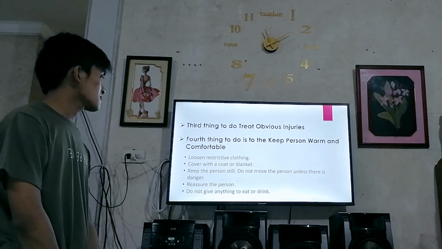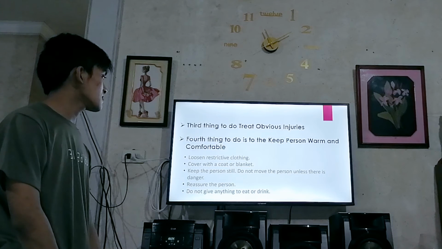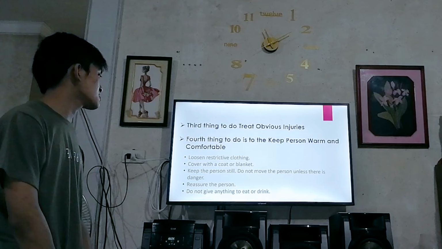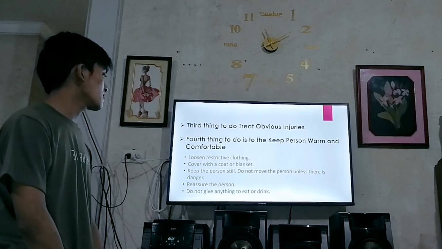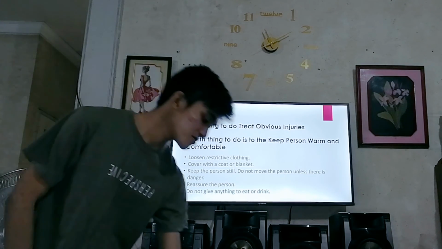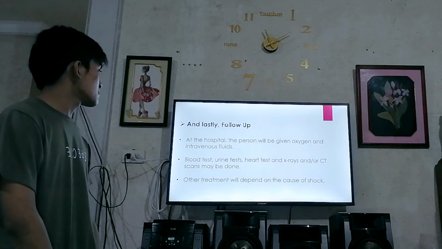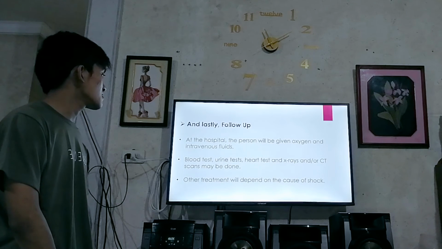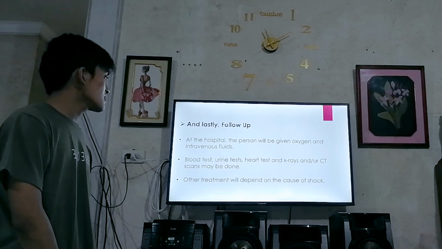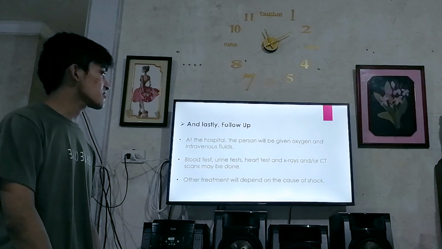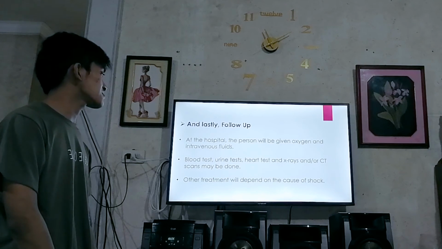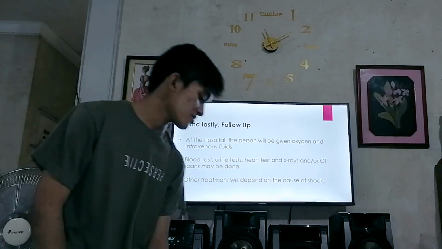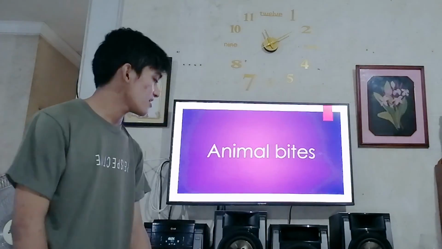Loosen restrictive clothing. Cover with a coat or blanket. Keep the person still. Do not move the person unless there is a danger. Reassure the person and do not give anything to eat or drink. And lastly, follow up. At the hospital, the person will be given oxygen and intravenous fluids. Blood tests, urine tests, heart tests, and X-rays and or CT scans may be done. Other treatment will depend on the type and cause of shock.